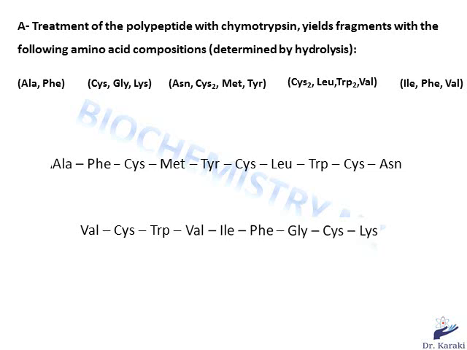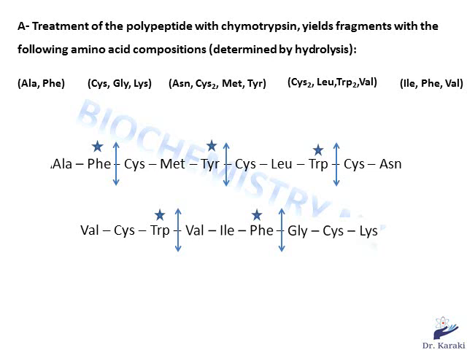Chymotrypsin cleaves at the carboxyl end of aromatic amino acids. So it cleaves the peptide bond after phenylalanine, tyrosine, and tryptophan at these cleavage sites. Let's verify now the fragments obtained one by one to discover which two cysteine molecules are linked by SS bonds.